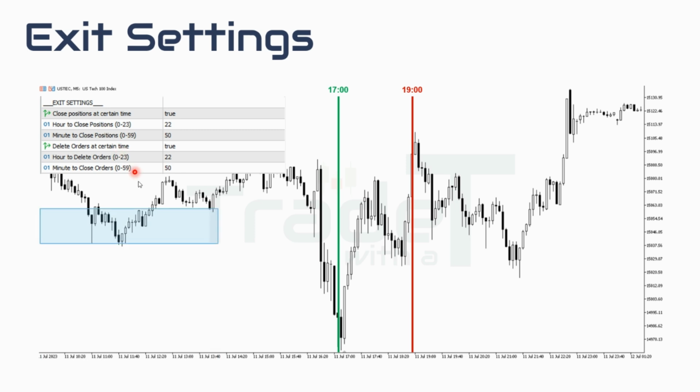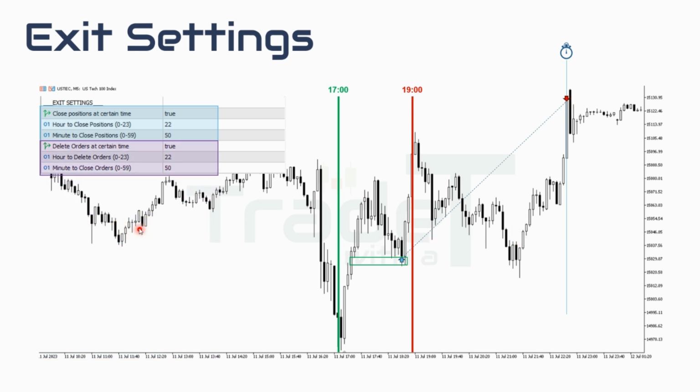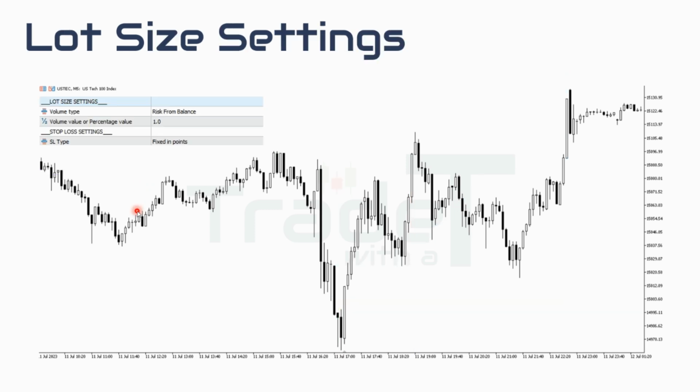Exit settings basically are exit in time. So you can define at which time to close the position. For example, if we have a closing time here, any position that was open during the trading window will be closed here. The same can be applied for orders. Any order that was created inside the window and was never triggered can be deleted when the delete order time is reached. And you can have different times for closing positions and for deleting orders.